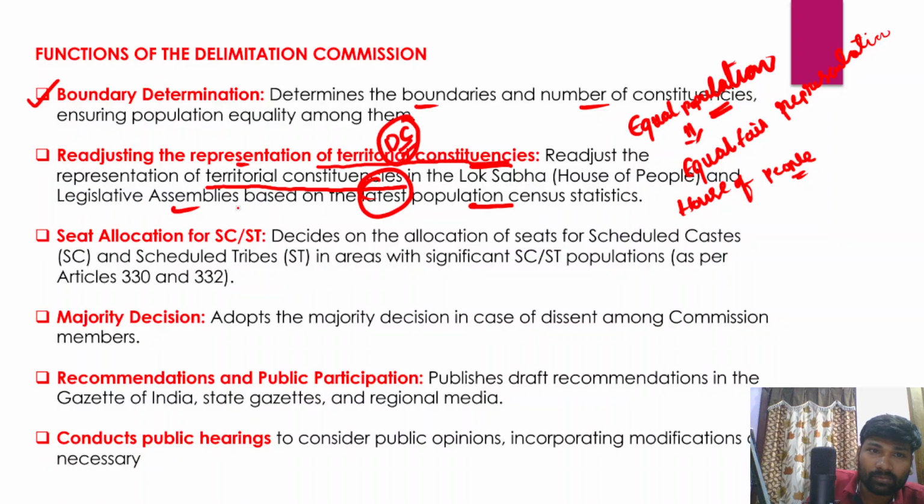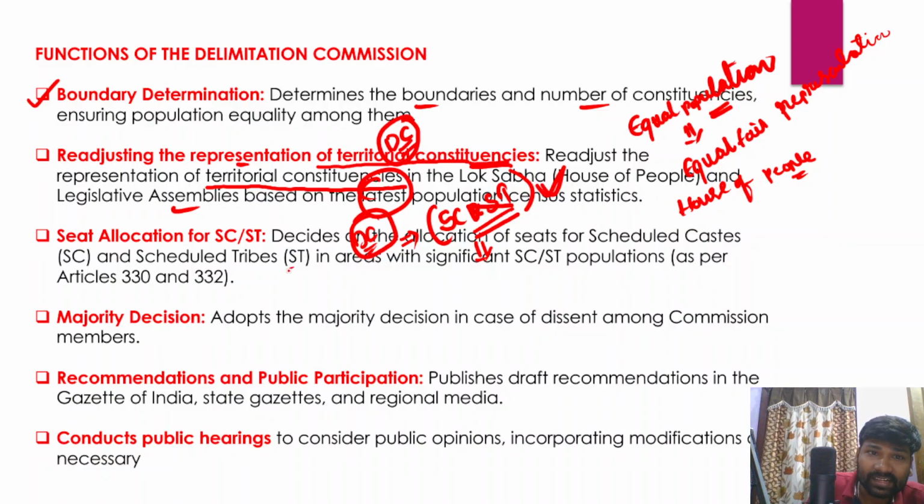And in fact, in parliament and even in state legislative assemblies, in parliament, I think certain seats are reserved for the scheduled castes and also scheduled tribes, right? So scheduled castes and scheduled tribes seats are reserved in the parliament. So therefore, the delimitation commission is also tasked with the allocation of seats for the scheduled castes and scheduled tribes based on the proportion of their population, right?